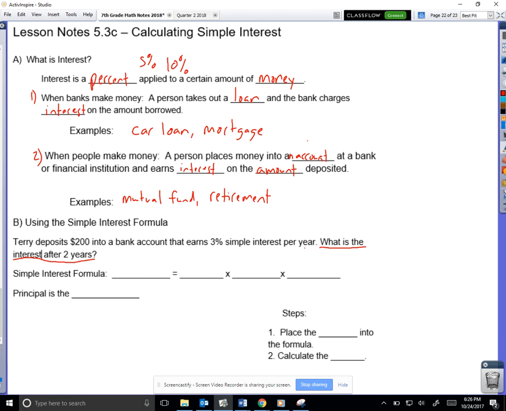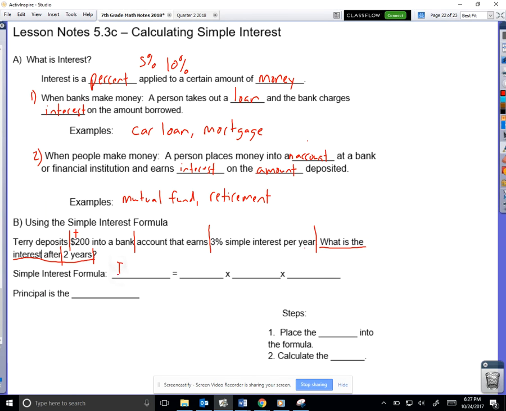All right, let's get our math facts figured out here. Terry deposits $200 into a bank account. Remember, depositing is positive. That money earns 3% per year. What is the interest after 2 years? There are our three math facts: the amount Terry put in, the 3% interest, and the 2 years. And here's the simple interest formula, the formula we use to calculate interest.